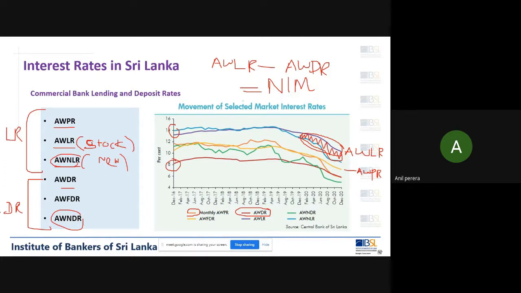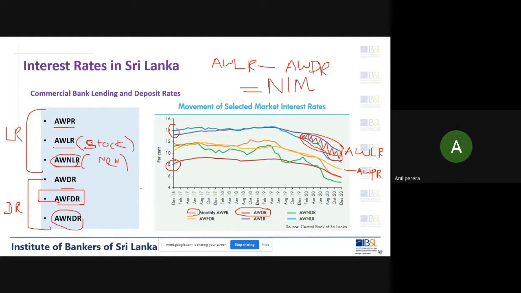Then we have AWFDR, average weighted fixed deposit rate. Can you define it? It is the weighted average rate of all outstanding interest-bearing rupee time deposits held with commercial banks. Yes, correct. Only one correction. Can you repeat it again? It is the weighted average rates of all outstanding interest-bearing rupee time deposits. Rupee time deposit. Correct, correct. I heard this as prime deposits. Sorry. Rupee time deposits. Correct.